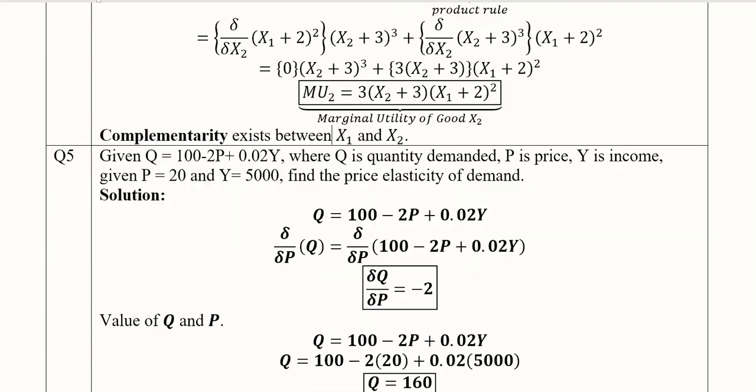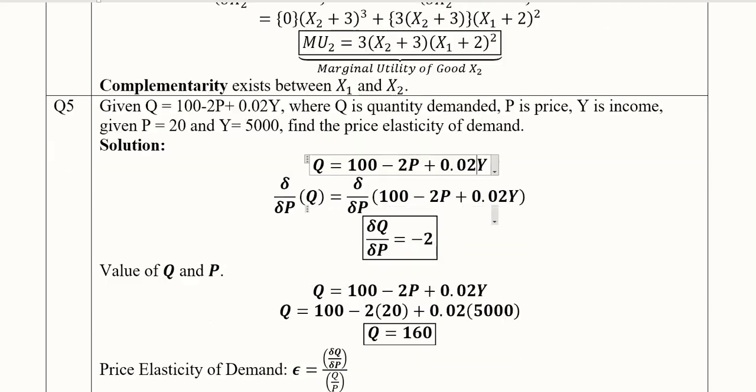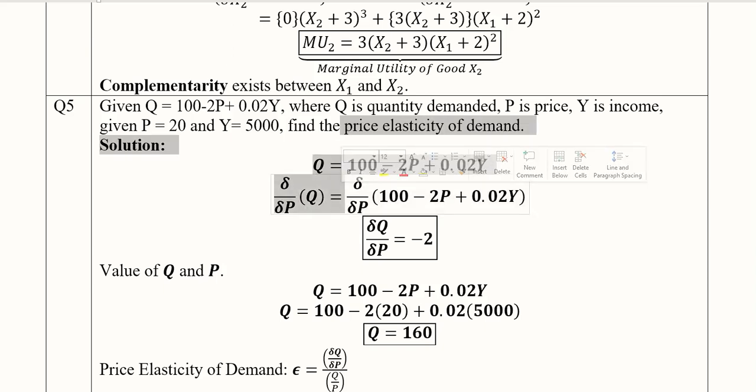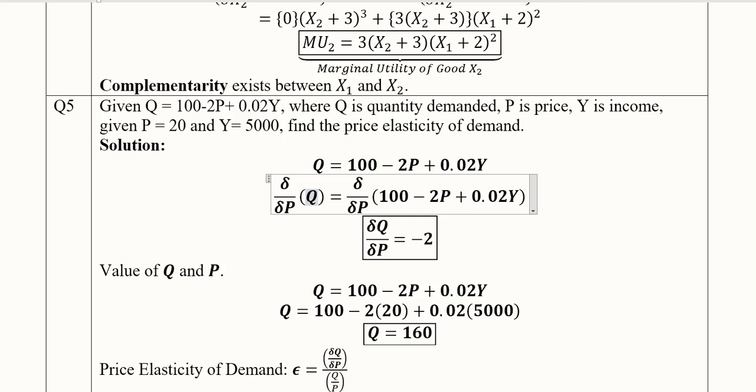Now we have the fifth question. We are given a certain demand function. It's a more elaborated demand function because the price is not the only determinant. Instead, income is also one of the determinants. We are also told about the price, and the income is also given. So here we note the given elaborated demand function, and we are required to find the price elasticity of demand. So for that we need the derivative of the given function with respect to price.